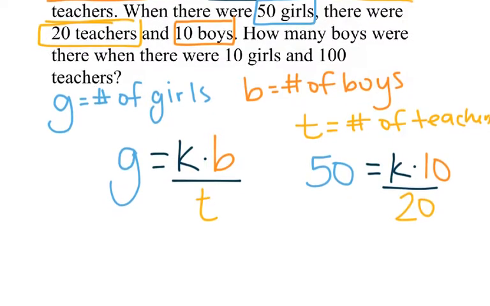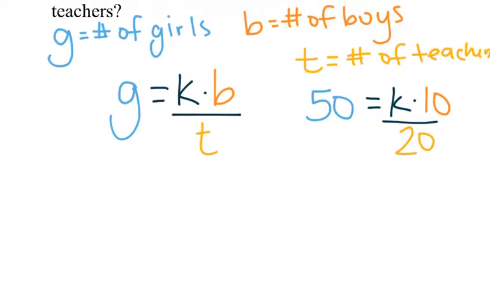Now what I'm going to do is solve for K. So I've got to get rid of division first. Remember, you get rid of division by multiplying. So I'm going to multiply by 20 on both sides. But when I do the right side, these cancel out.